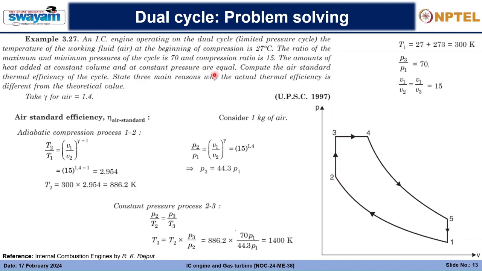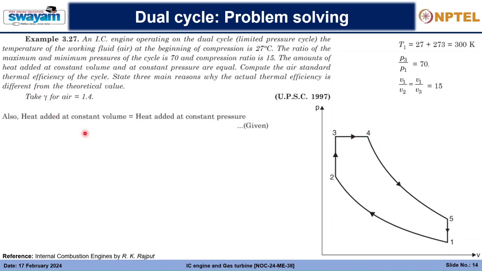Then the amounts of heat added are equal. If we simply equate this, I think we will get the value of T4. The heat added at constant volume equals the heat added at constant pressure, as given. So we equate Cv into (T3 minus T2), that is the constant volume heat, with Cp into (T4 minus T3), that is the constant pressure heat. We do not know only T4, and the rest we all know.